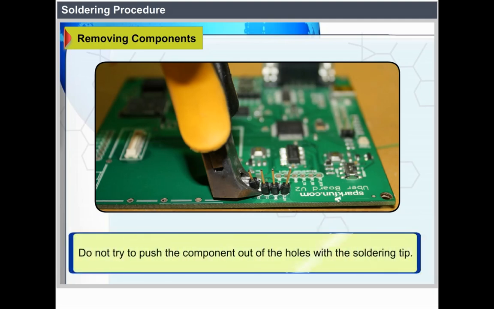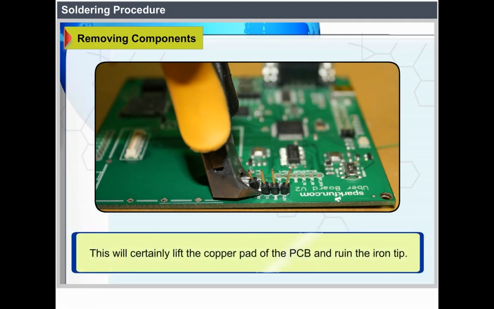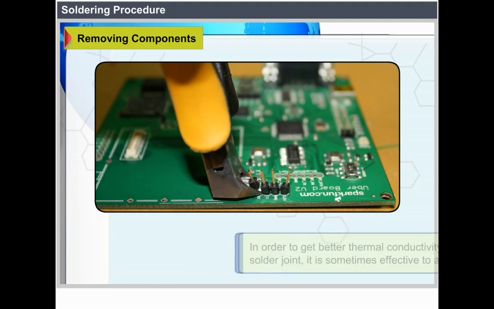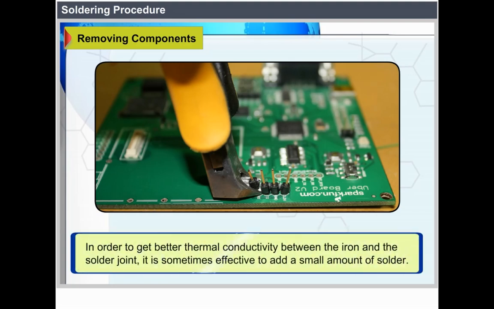Do not try to push the component out of the holes with the soldering tip. This will certainly lift the copper pad of the PCB and ruin the iron tip. In order to get better thermal conductivity between the iron and the solder joint, it is sometimes effective to add a small amount of solder.